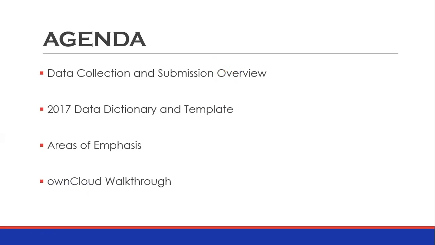So in this webinar, I'm just going to briefly talk about the data collection and submission process for the 2017 Teacher Preparation Report Card, starting with the 2017 Data Dictionary and the template that you'll use to provide the information about your completers. I'll talk about the changes that we made, as well as a couple additions that we made this year. Then we'll also talk about a couple of tangentially related areas of emphasis that pertain to the data dictionary and the template. And then finally, I'll give a brief walkthrough of setting up an OwnCloud account and the process of submitting your file through OwnCloud.